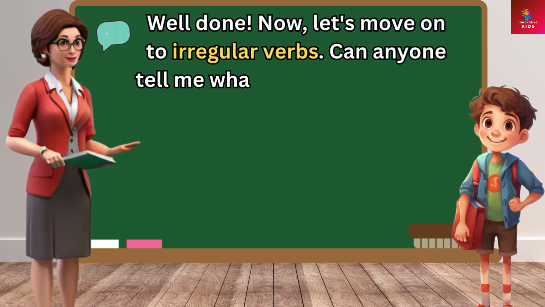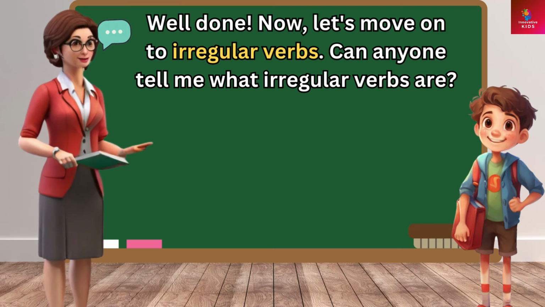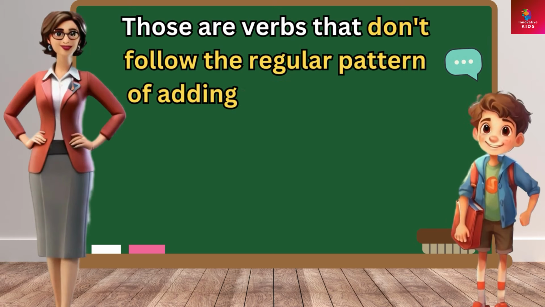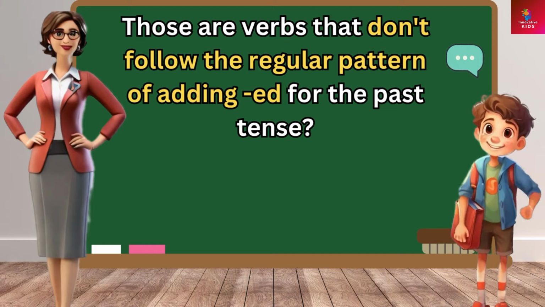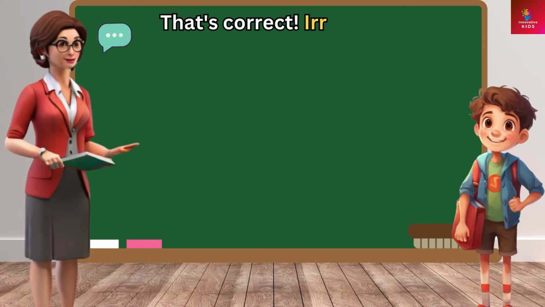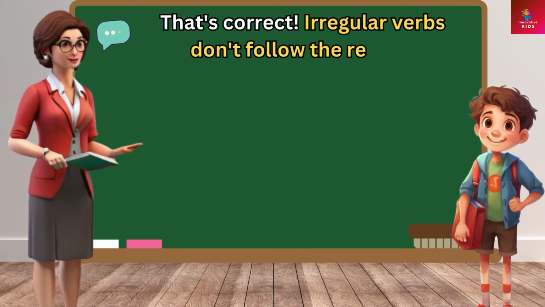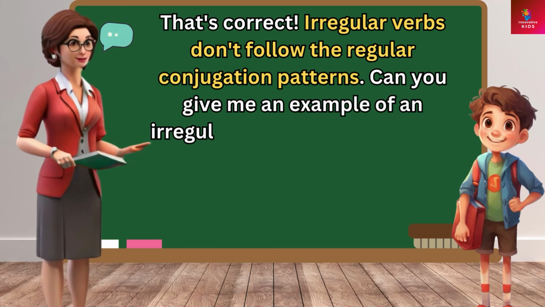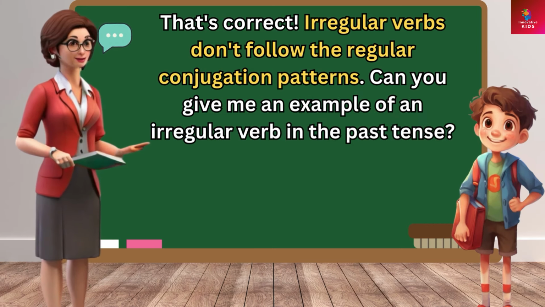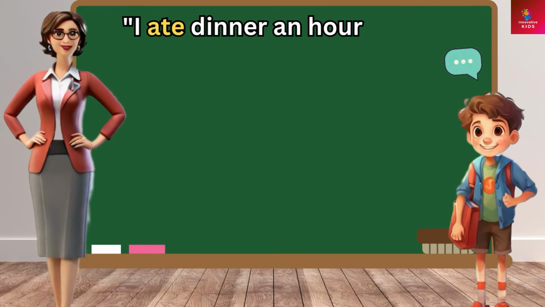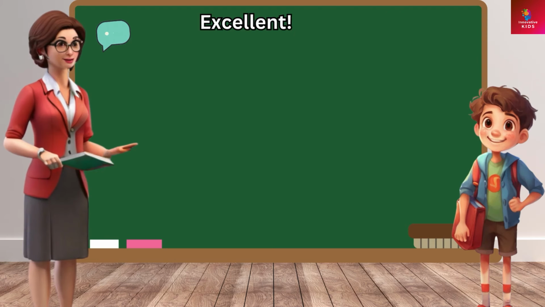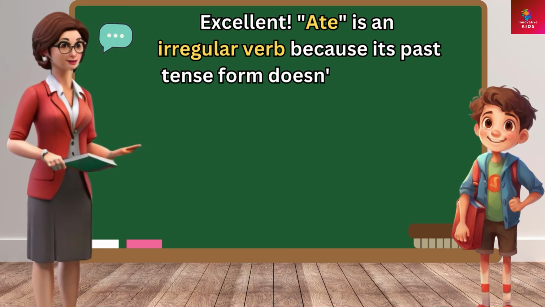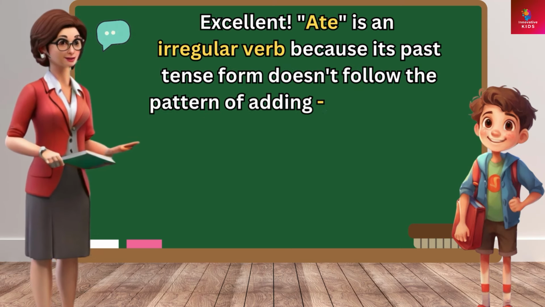Can anyone tell me what irregular verbs are? Those are verbs that do not follow the regular pattern of adding ed for the past tense. That's correct. Irregular verbs do not follow the regular conjugation patterns. Can you give me an example of an irregular verb in the past tense? I ate dinner an hour ago. Excellent. Ate is an irregular verb because its past tense form does not follow the pattern of adding ed.